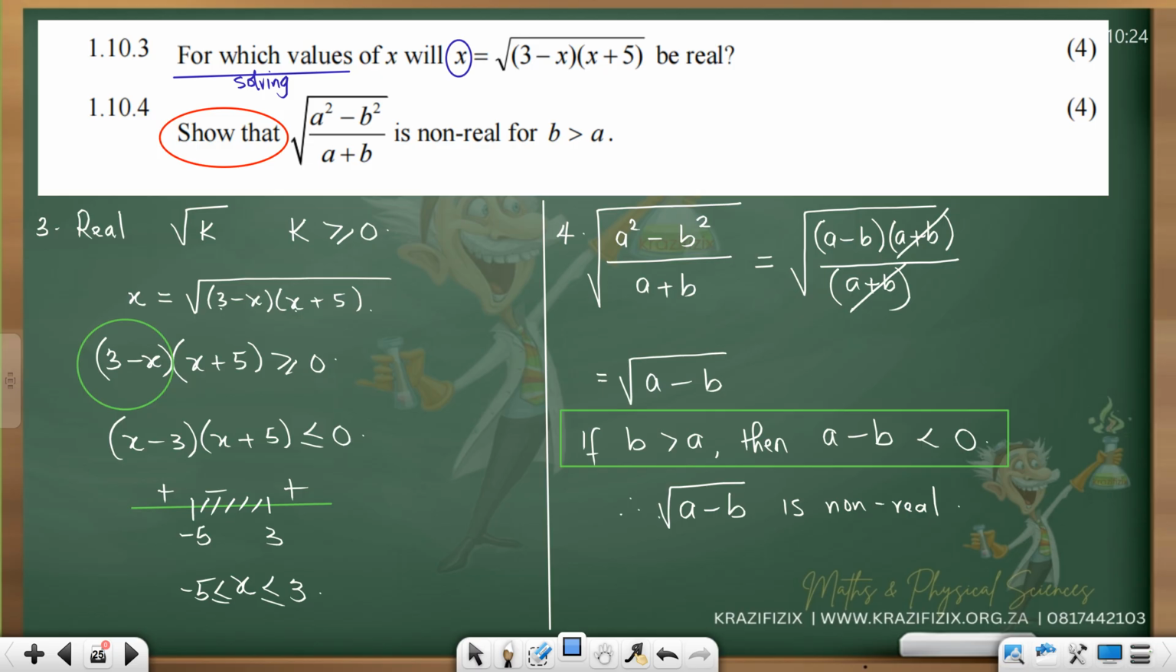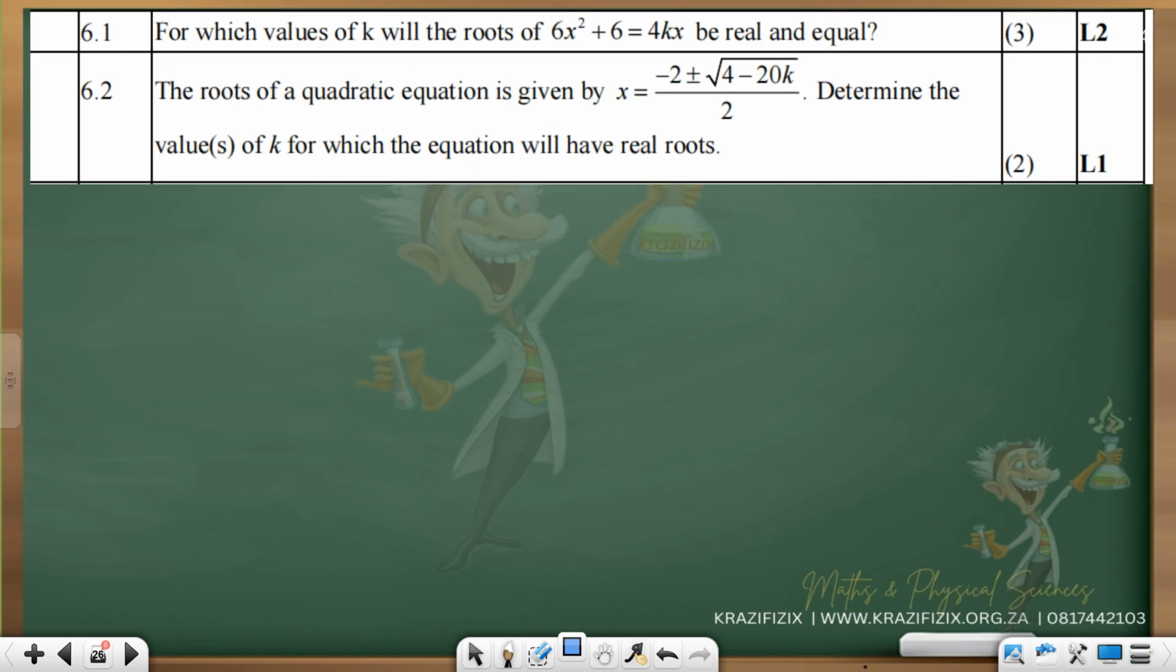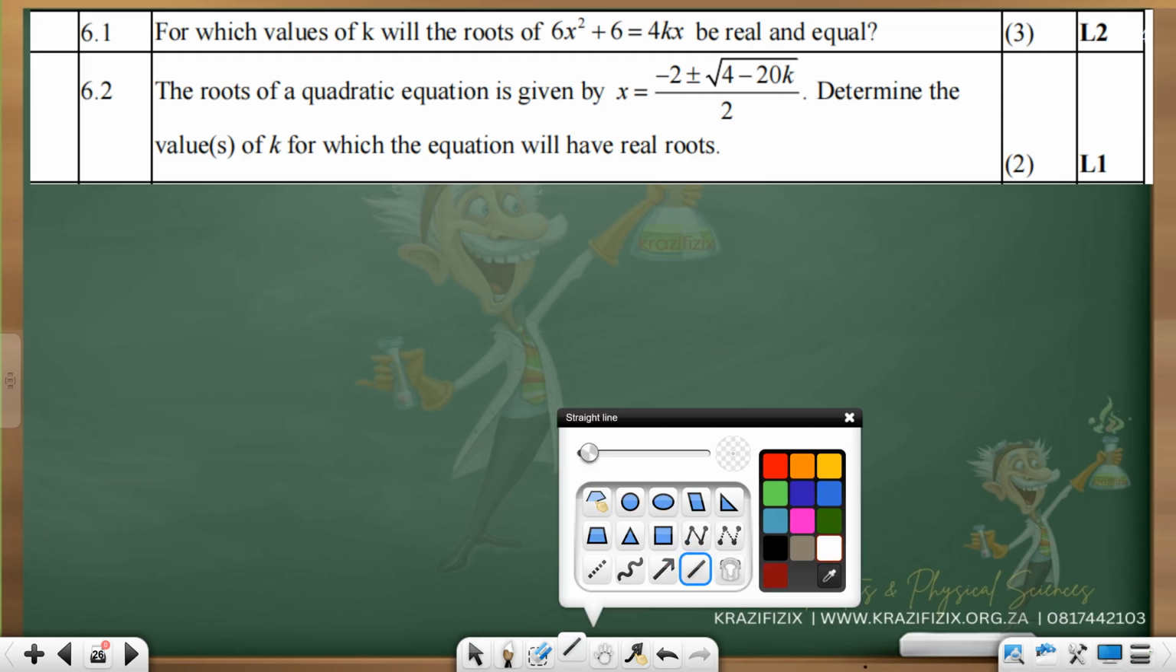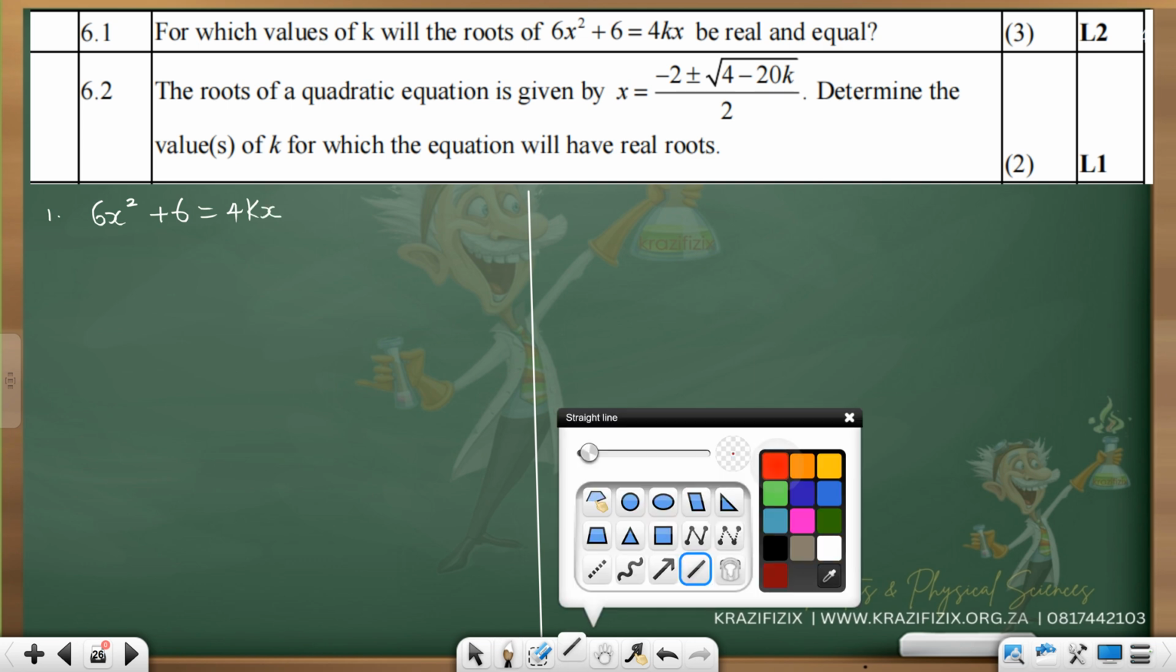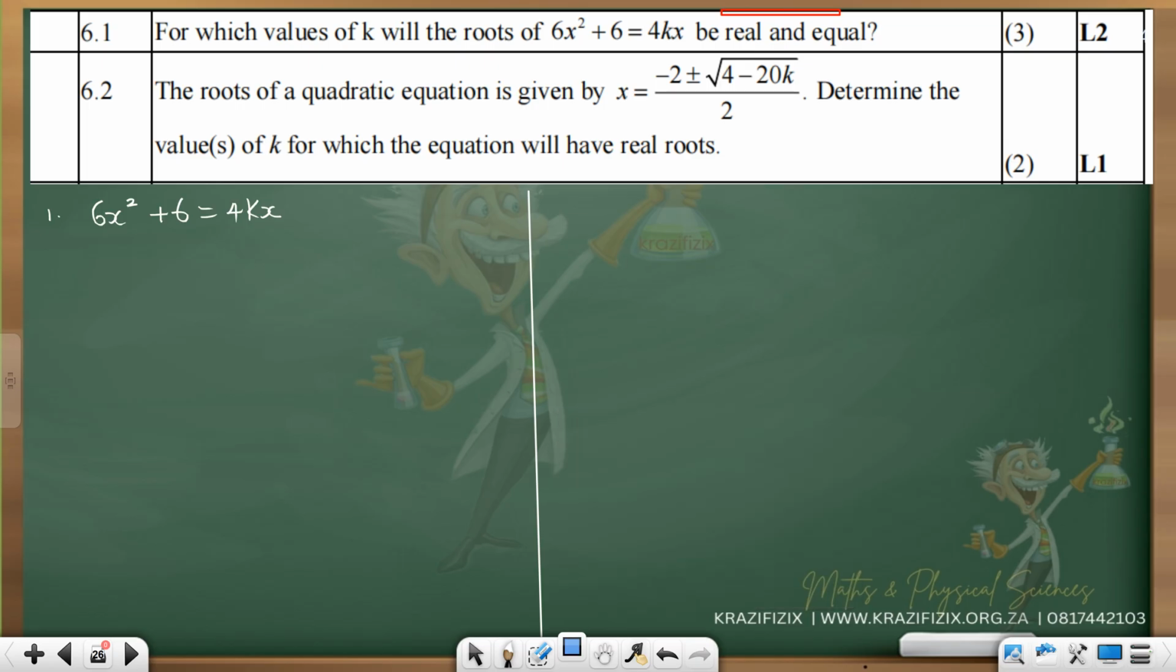Okay, let's answer maybe two more. Oh, I have so many. For which values of k, you see, for which values, I've got to find k, will 6x squared plus 6x plus 4kx, oh, interesting, let me write that down, 6x squared plus 6, they said they want it to be real and equal. Real and equal.